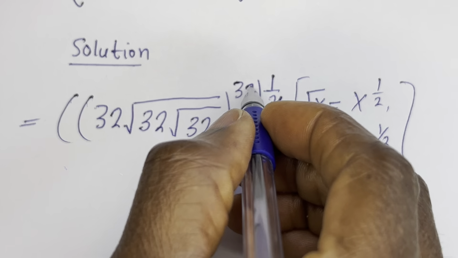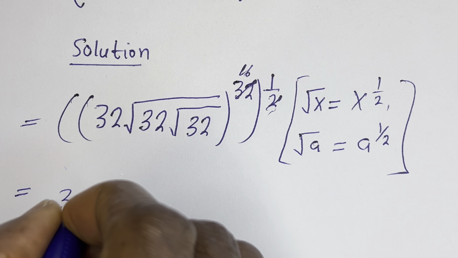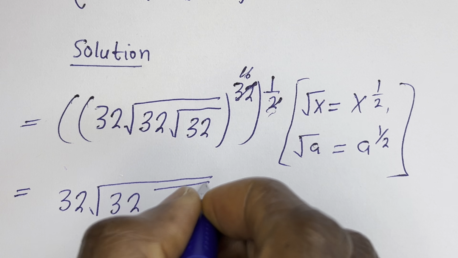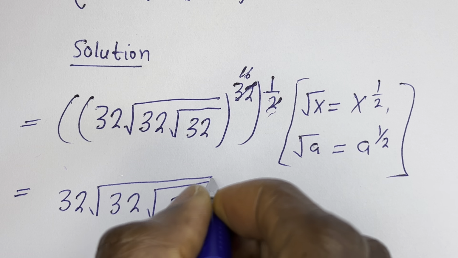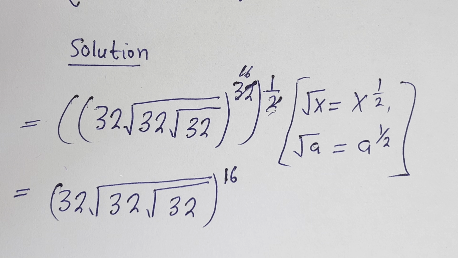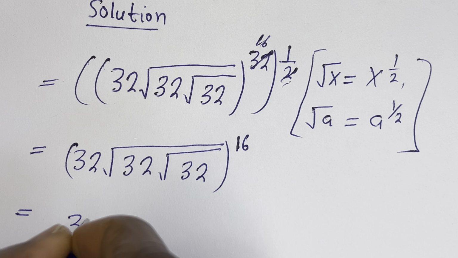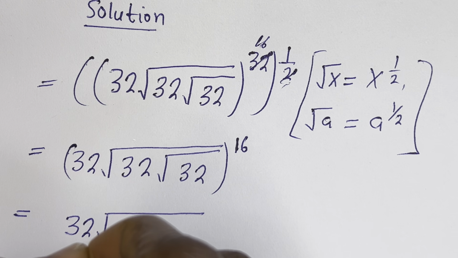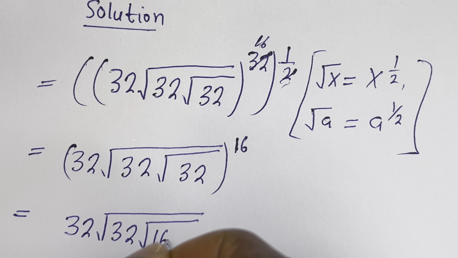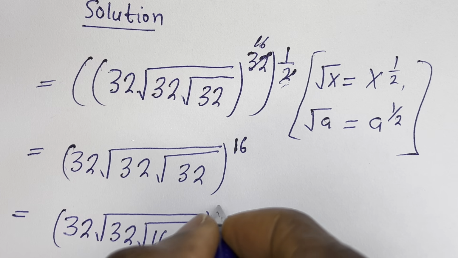Then 2 here 1, 2 here 16. So this can be written as 32 square root of 32 square root of 32, all to the power of 16. Then this can be written as 32 square root of 32. Then this square root of 32 can be written as square root of 16 multiplied by 2, all to the power of 16.